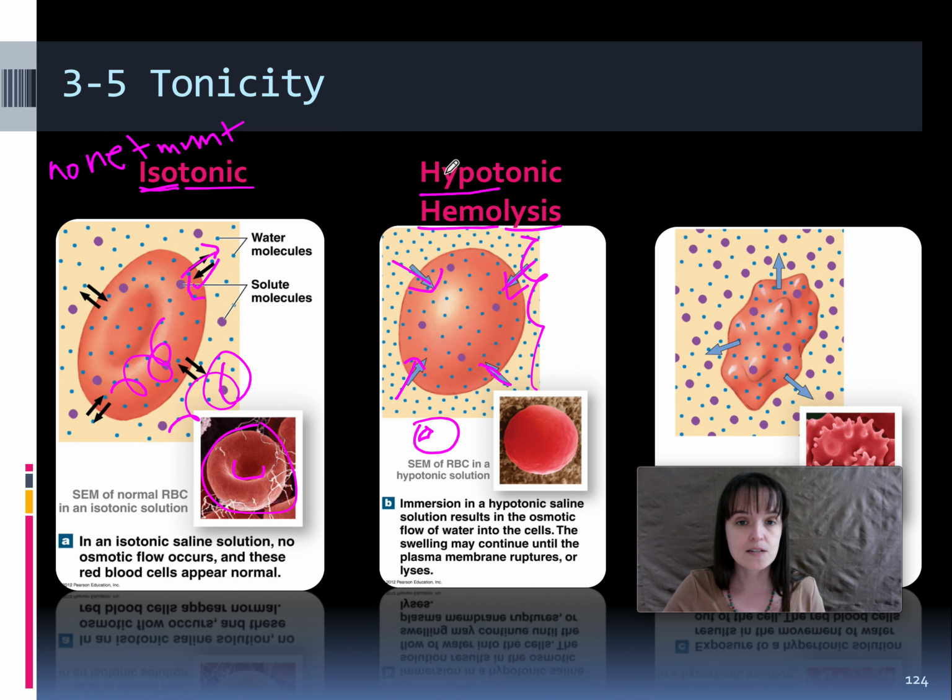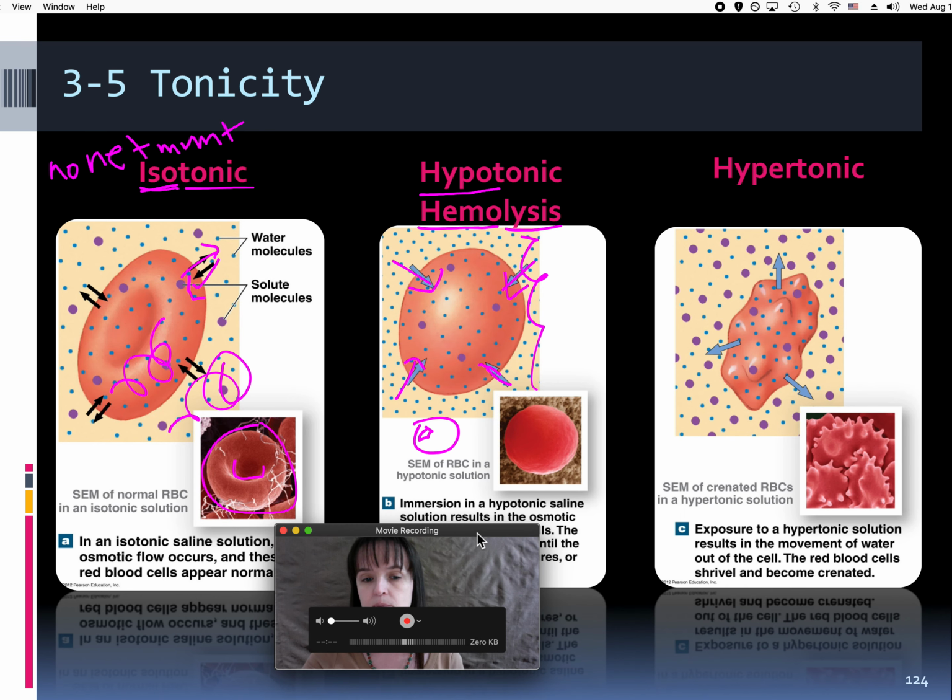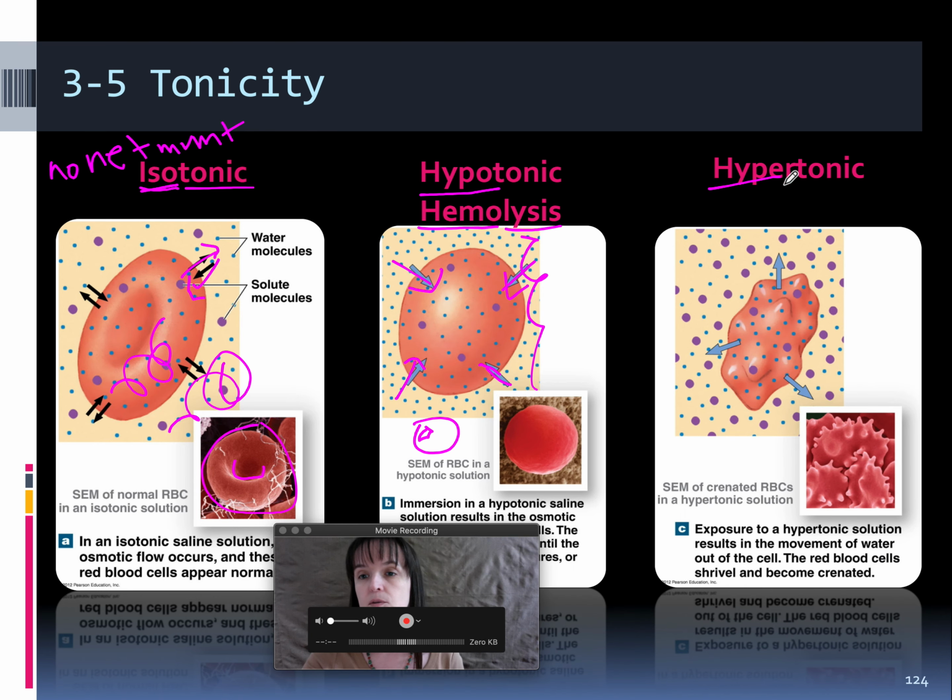So isotonic is 1, hypotonic, which causes hemolysis, is 2. I promised you there were 3. Here we have hypertonic. Hyper means more, hypo means less. These are word roots that will not go away. Iso means same. You need these for the next 2 semesters.